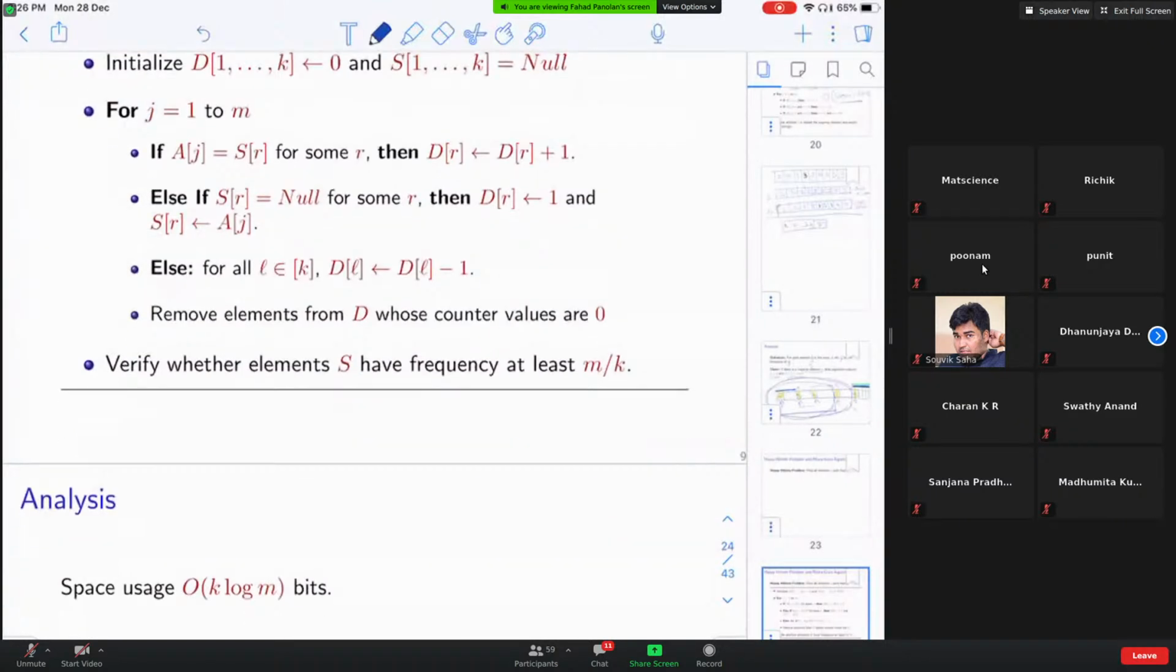Okay, and at the end, the algorithm is going to check all the elements in S, how many times that element appears in A. If it is more than m by k, then you output that element. So you will be outputting at most k elements. Is the algorithm clear? Okay. It is an extension of what we did for the majority. If it is not clear, please let me know. I will explain it once again.